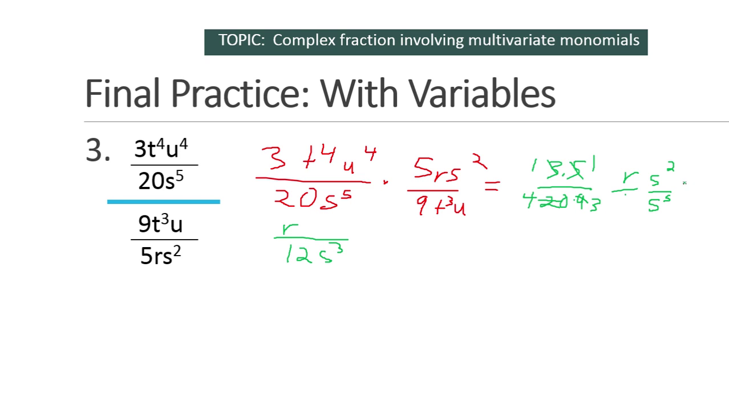Then we're going to do our t's. t to the 4th over t to the 3rd. 4 minus 3, 1. So there's a t up here. And the last one's u. You have u to the 4th. We're going to do it down here. u to the 4th over u, because that's that u right here. So 4 minus 1 is 3. So u to the 3rd. And that's it. That's going to be your answer.